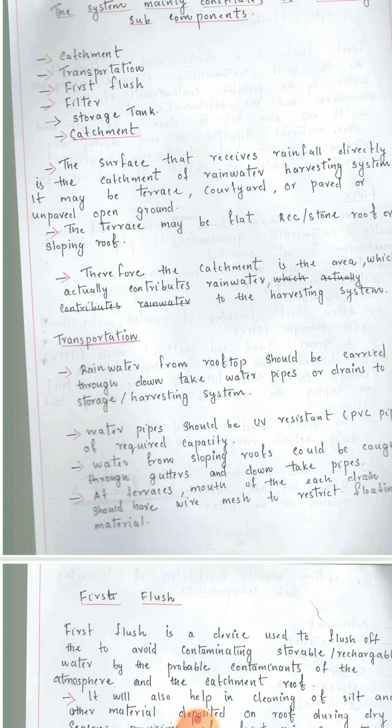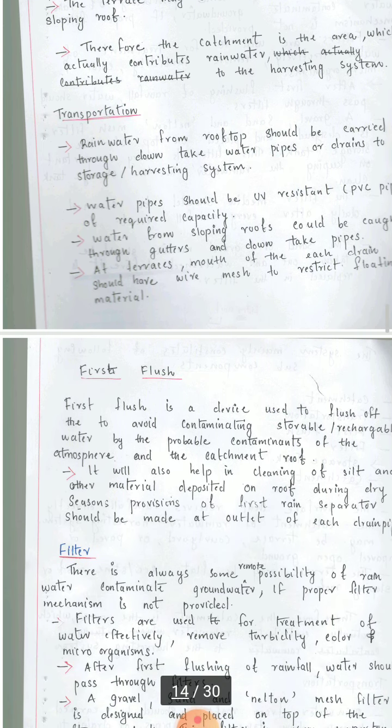It may be a terrace, courtyard, or paved or unpaved open ground. The place from where we collect the water is called the catchment, that is, the area which receives the rainfall directly is called a catchment area. This catchment area may be a terrace, a courtyard, a paved or an unpaved ground surface. The terrace may be flat RCC, stone roof, or sloping roof. The terrace may be of any variety. Therefore, the catchment is the area which actually contributes rainwater to the harvesting system. It is the main place from where we collect the rainwater.